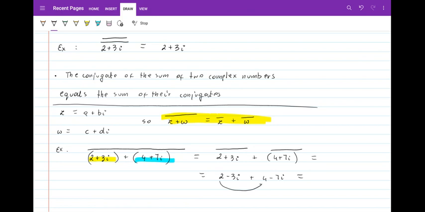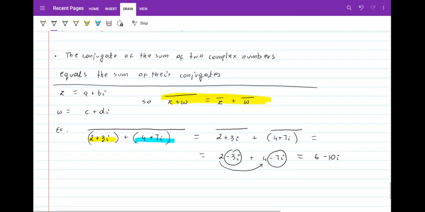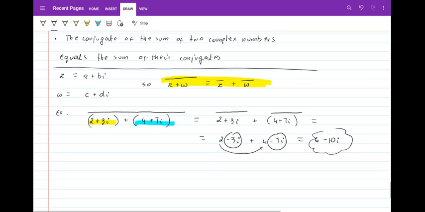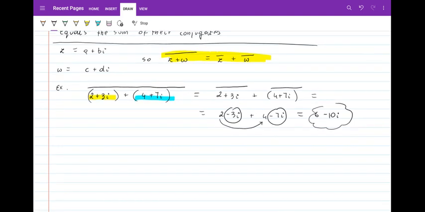So we have 2 plus 4, which is 6. And then we have negative 3i minus 7i. That will give you negative 10i. So you can solve the problem that way. Also, you will end up with the correct solution if you decide to add the complex numbers together and take the conjugate at the end. Okay.